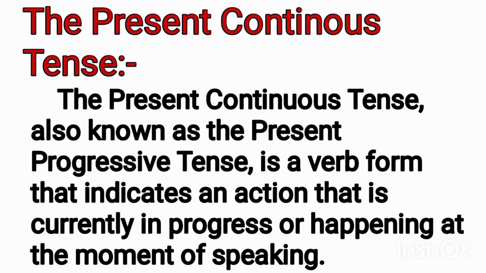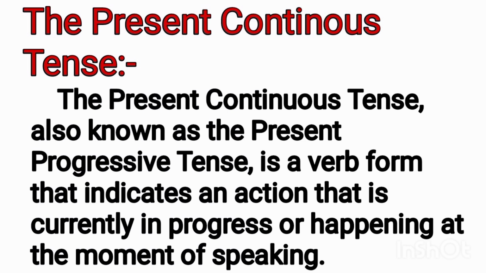The present continuous tense, also known as the present progressive tense, is a verb form that indicates an action that is currently in progress or happening at the moment of speaking. It means we talk about something happening right now, just like I'm speaking to you, I'm teaching you. So this is a continuous tense.